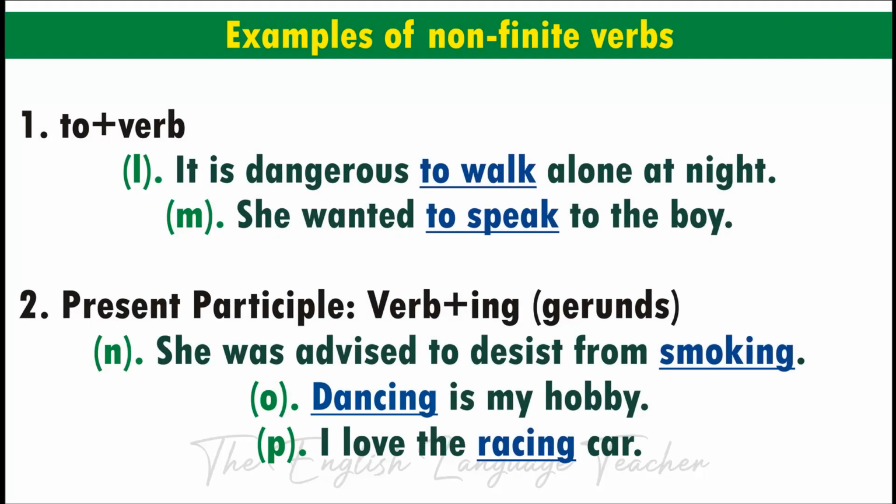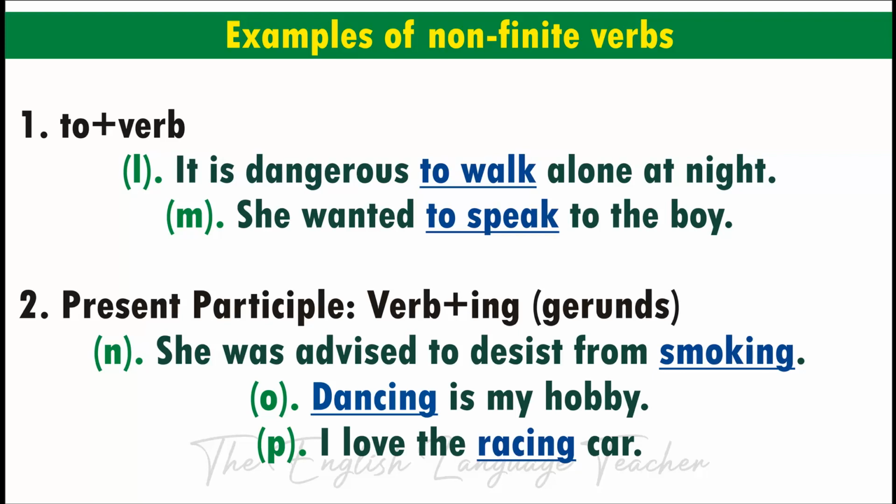Now we want to see examples of non-finite verbs standing alone. The first example of non-finite verb is to plus verb. I mean the preposition to plus a verb. Example L. It is dangerous to walk alone at night. Now, to walk is an example of non-finite verb.